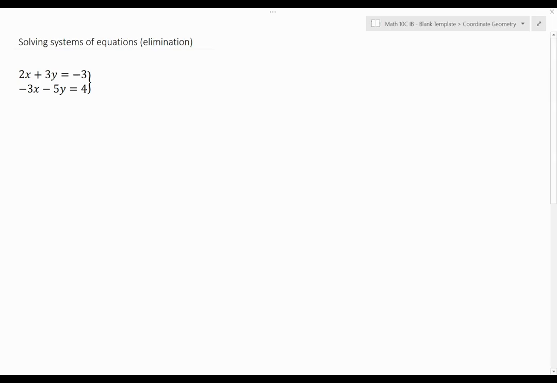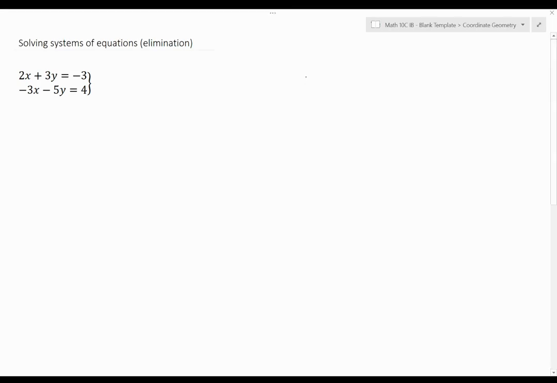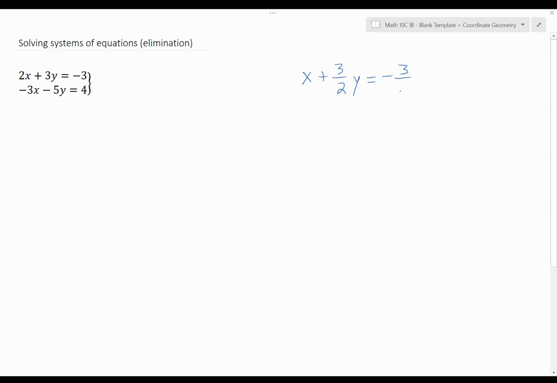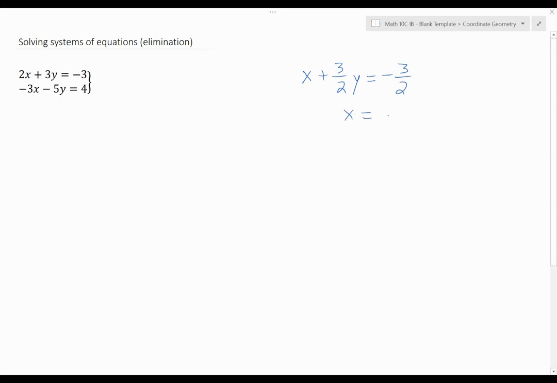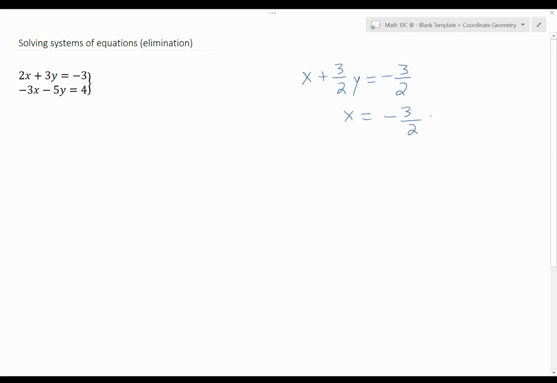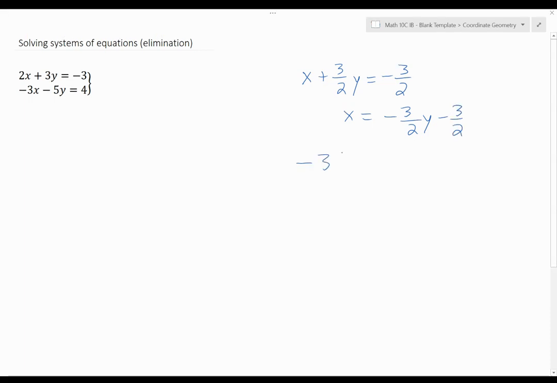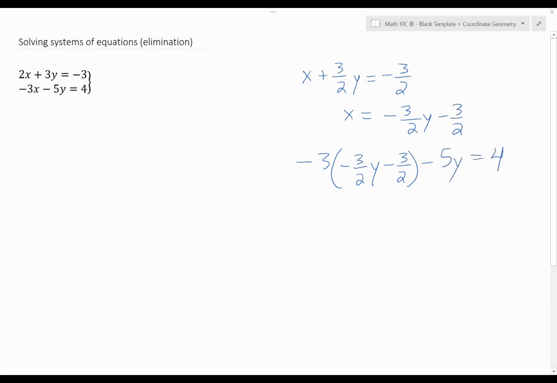So for example, I could choose to turn this first equation, dividing everything by 2, it would become x plus 3 over 2y equals negative 3 over 2, which I could then isolate x into being negative 3 over 2y minus 3 over 2. And then I could substitute this into the second equation, minus 3 times x, which is being replaced now with negative 3 over 2y minus 3 over 2, and then minus 5y equals 4. And I can solve from here, and that is doable. It's just not especially desirable.